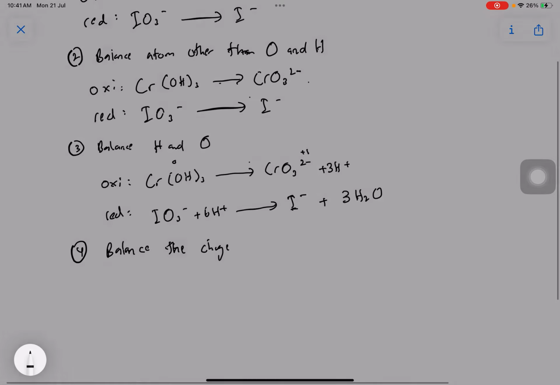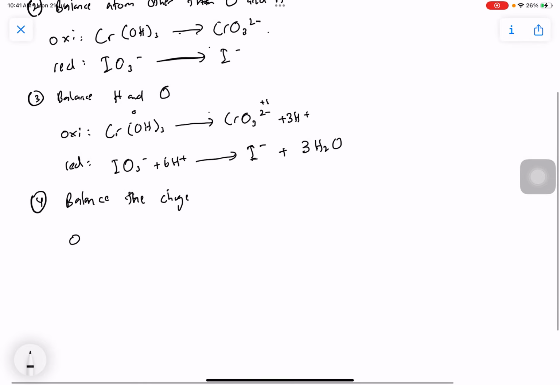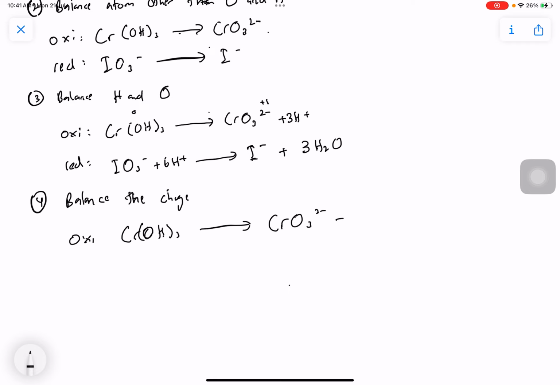So both sides will be 0. So here, oxidation: Cr(OH)3 becomes CrO3 2- plus 3H+ plus 1 electron to balance, to become 0 at the product, because at the reactant it is 0.